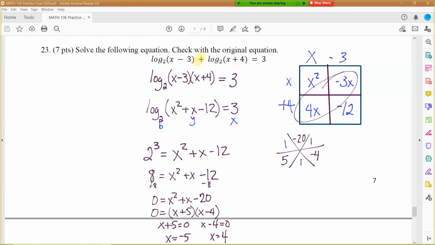Nope. We have to check them. So we found our solutions, but now, remember, my instructions tell me to check them, which means I better check them.